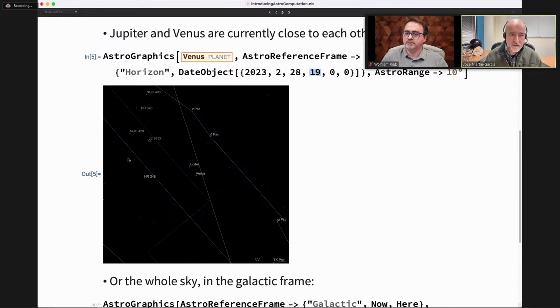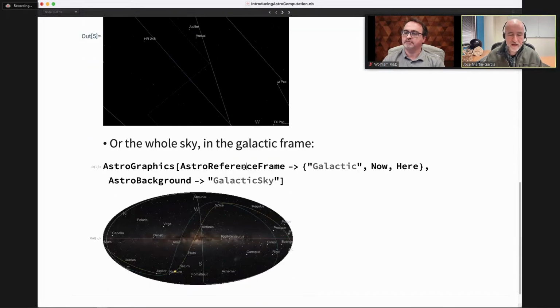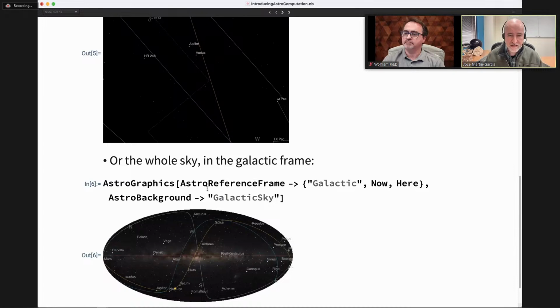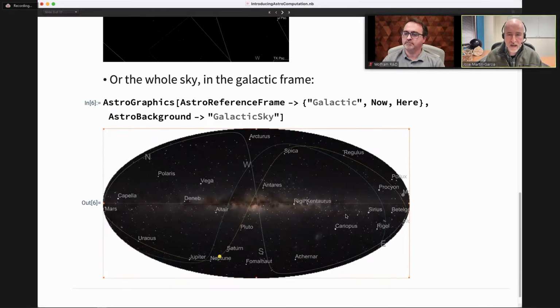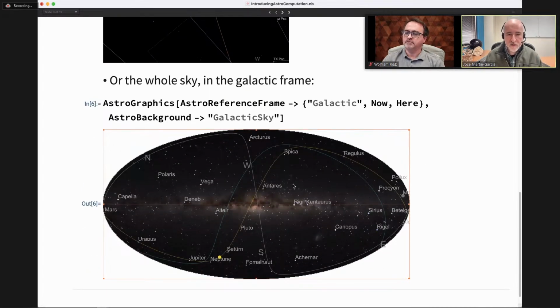Here you see some lines. This is the projection of the equatorial plane of the Earth, so this is the equatorial celestial plane. This is the ecliptic plane, of course, along which planets and the sun will be moving. We can also have maps of the whole sky. Like, for example, in this case, we use galactic coordinates, and we also use a background image of the galaxy, so the galaxy looks aligned in this map. Okay, so that was a very quick introduction to the two main players of this functionality.